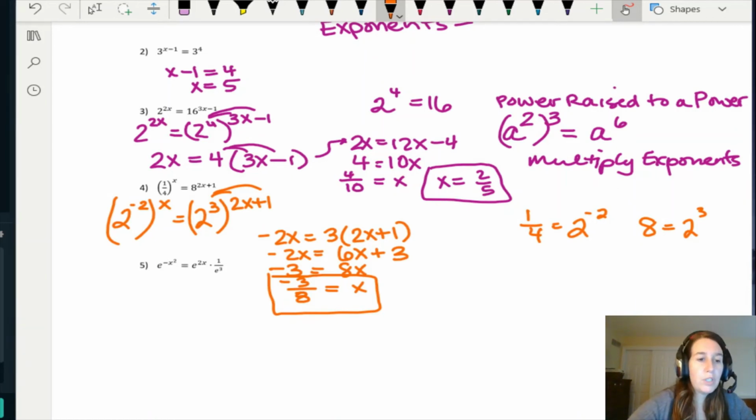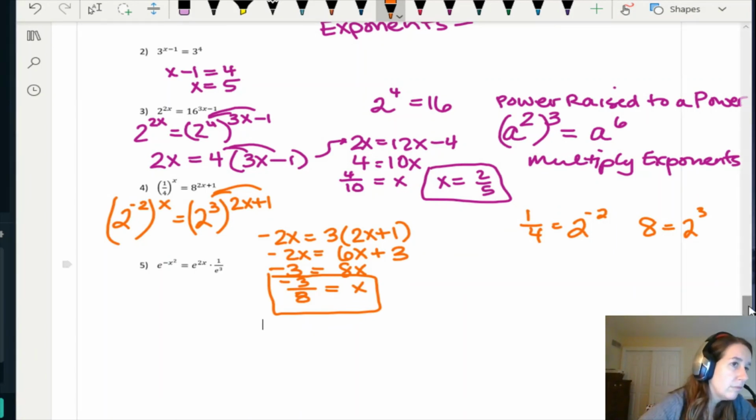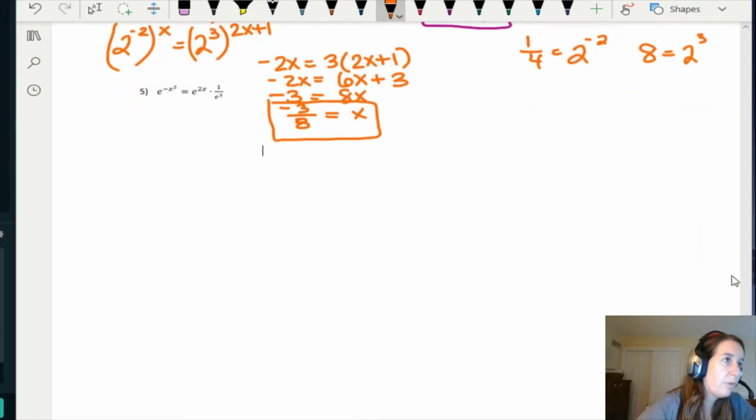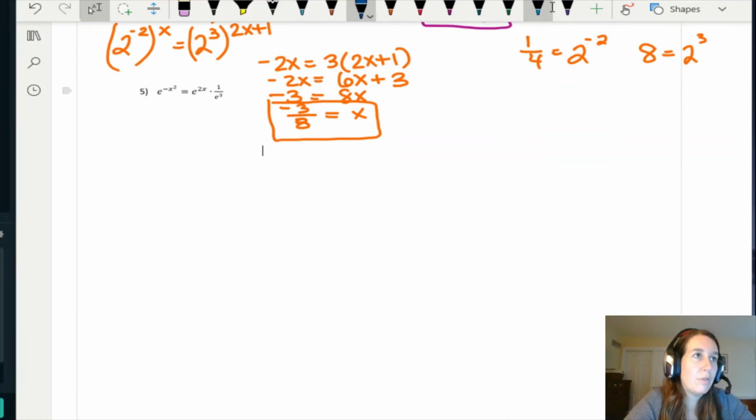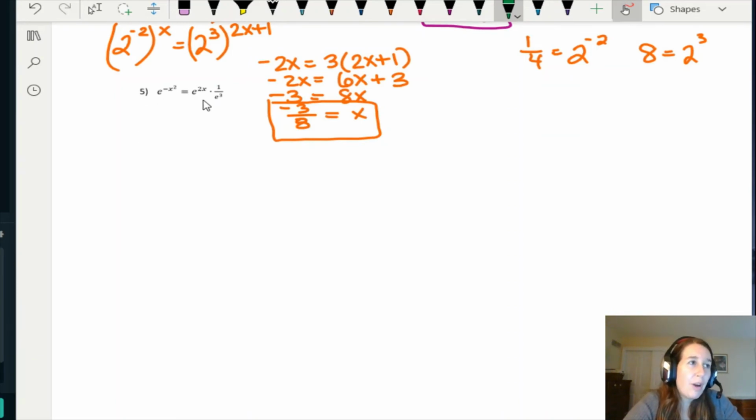Let's do one more together. I'm running out of room a little bit, but I think I can fit it in there with a different color. So this is the natural base, e, but that probably won't matter as long as both sides are base e, right? Because then the exponents will be the same, so we'll treat them the same way. So on the left side, we have e raised to the negative x squared. On the right side, we have e raised to the 2x times 1 over e to the 3rd.